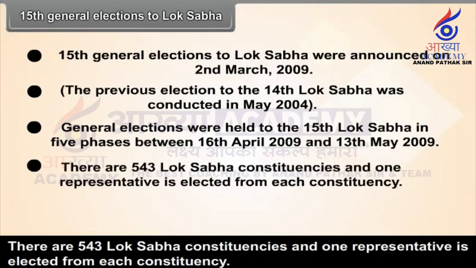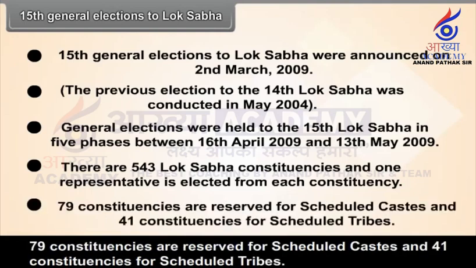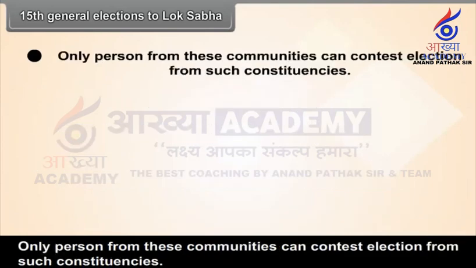There are 543 Lok Sabha constituencies and 1 representative is elected from each constituency. 79 constituencies are reserved for scheduled castes and 41 constituencies for scheduled tribes. Only persons from these communities can contest election from such constituencies.